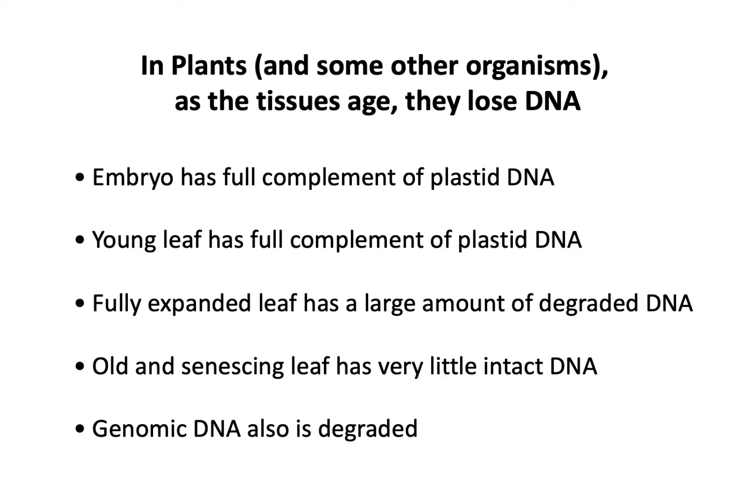So if you look at a leaf in the middle of summer that's fully expanded, its DNA is already degrading. And by the end of the season, when the leaves start changing color and dying, they have almost no intact DNA. They have fragmented DNA remaining. And they can't form the RNA from those anymore. So, little by little, the proteins degrade and eventually the leaf and the different tissues die.